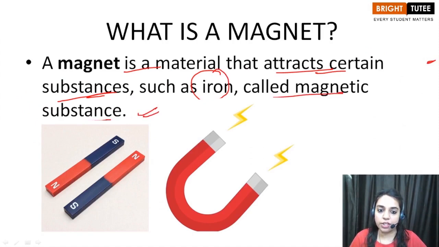Okay, and these are the different types of magnets. These types of magnets are called, children, bar magnets, and this magnet, as you can see from the shape of it, is called a horseshoe magnet. Okay, so these are the different types of magnets which are available to us.